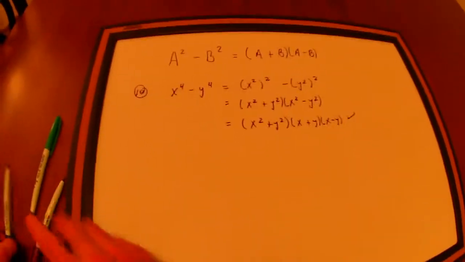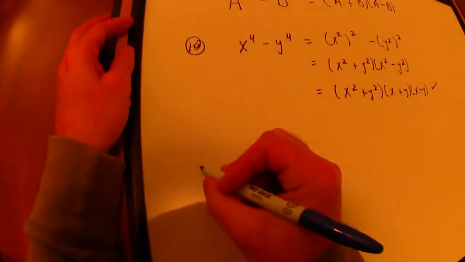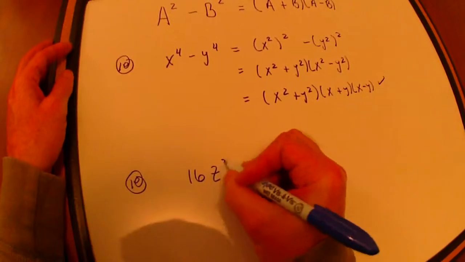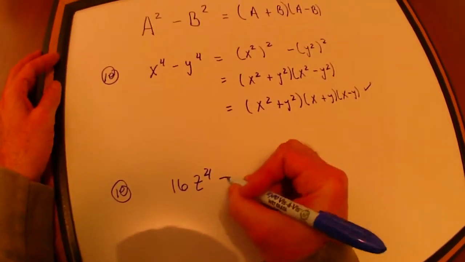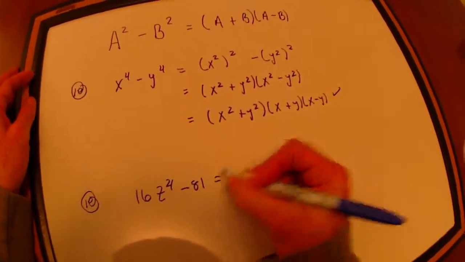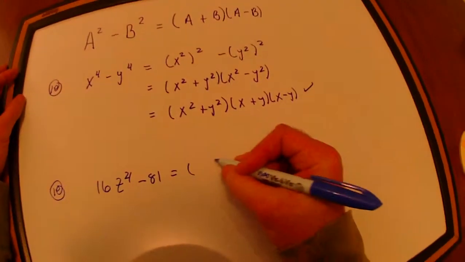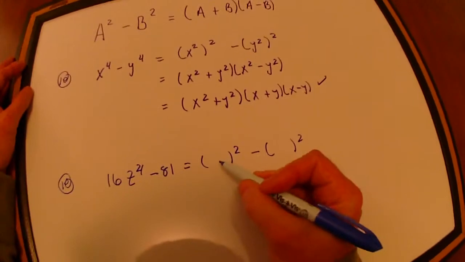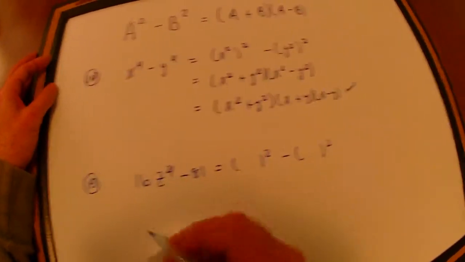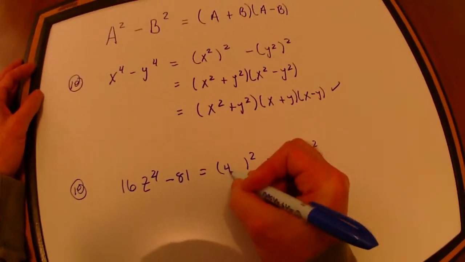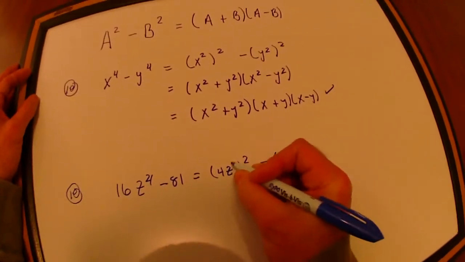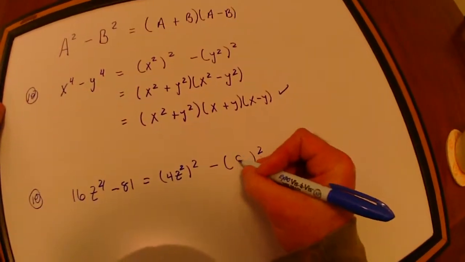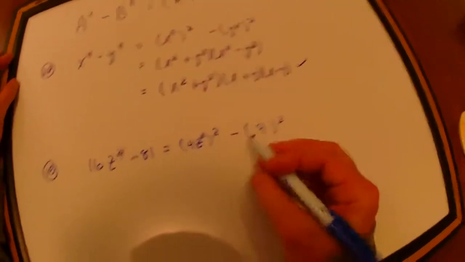Okay, let's try another problem here with some numbers in it. So imagine that you have 16z to the fourth minus 81. Now, again, I'm going to ask myself, can I write this in the form of a difference of squares? So what squared would be 16z to the fourth? Well, 4 squared is 16, and then z squared squared is z to the fourth. And 81 is 9 squared. So this is like our a and our b.